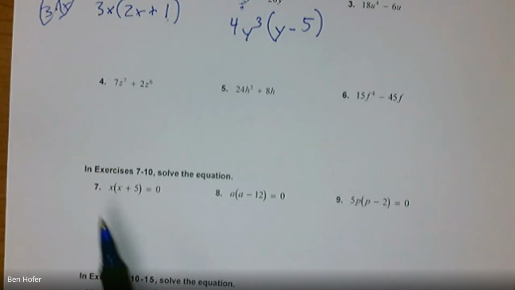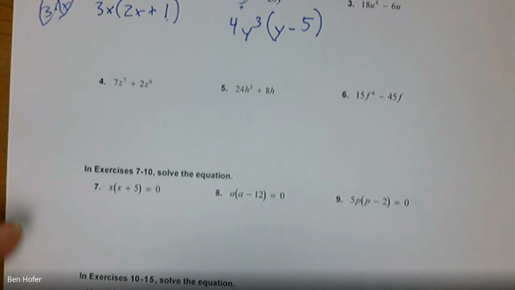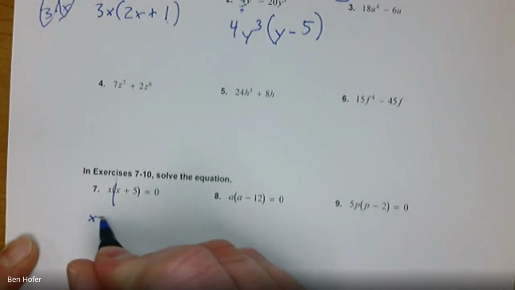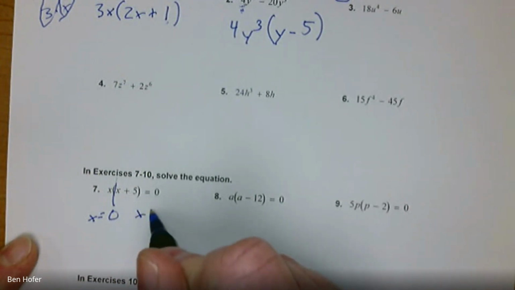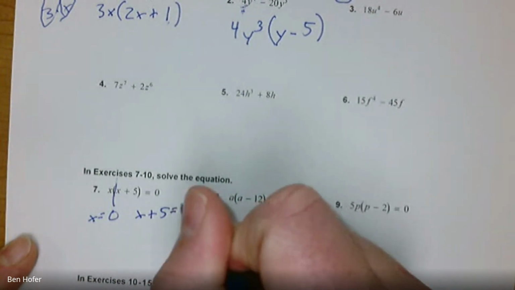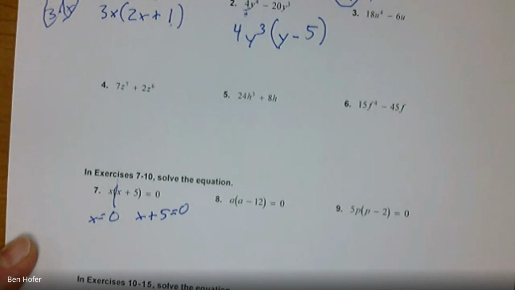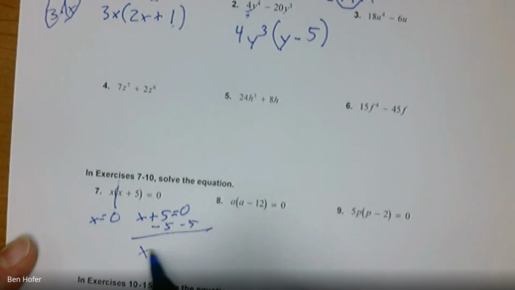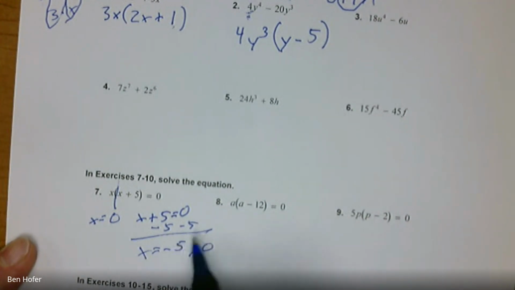I have x times x plus 5, and this is the solving part now. So we split at the parentheses, and I set both parts equal to 0. X plus 5 also equals 0. And then I use algebra to solve both of these. Now this side's done. I subtract the 5 over here. I get x equals minus 5. So my solution is x equals negative 5 and x equals 0.